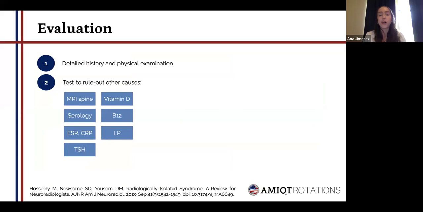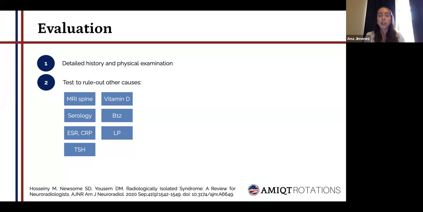Moving on to the evaluation of patients with incidental demyelinating lesions. The first step is to do a very complete history and physical examination. This is in order to rule out that the patient has had any type of clinical attack that suggests demyelination. So we must go over all the symptoms I previously mentioned that MS usually presents with. The second step is to do different tests and laboratories to rule out secondary causes of the white matter changes.